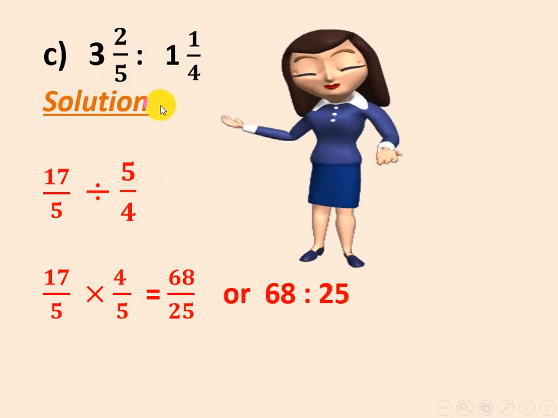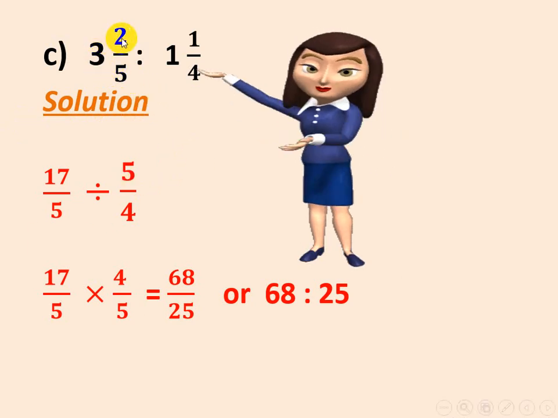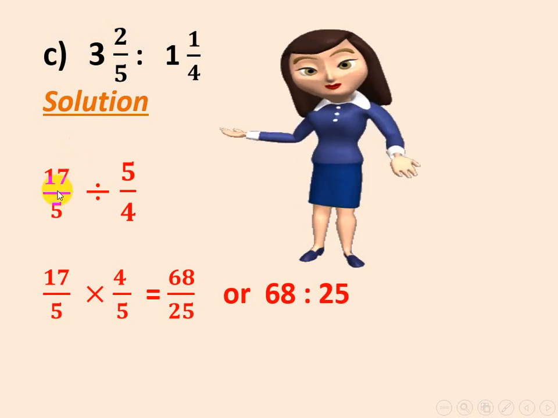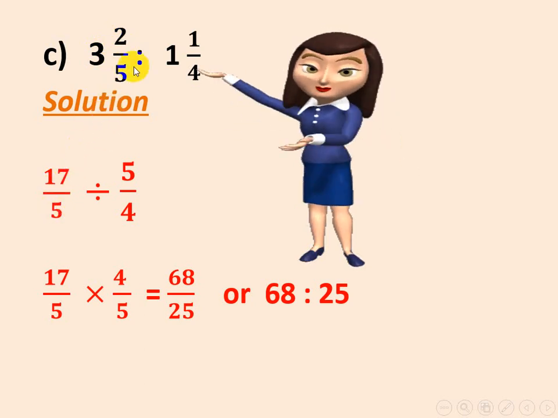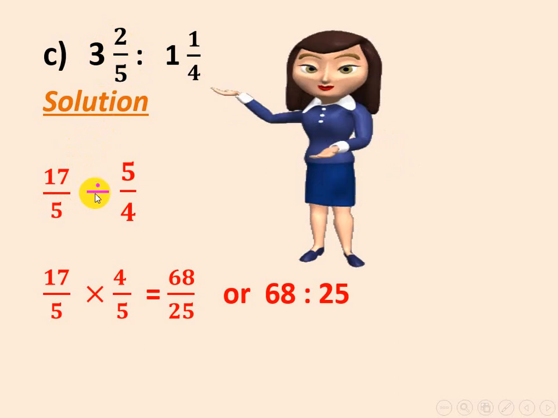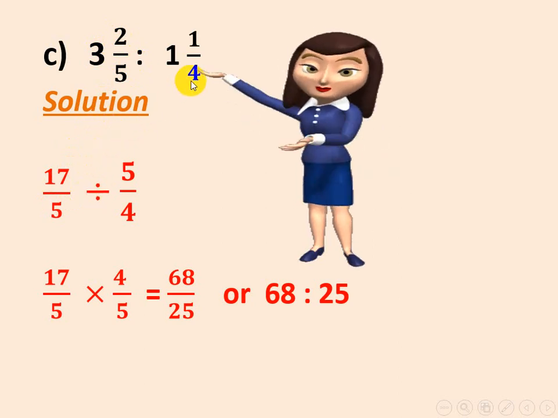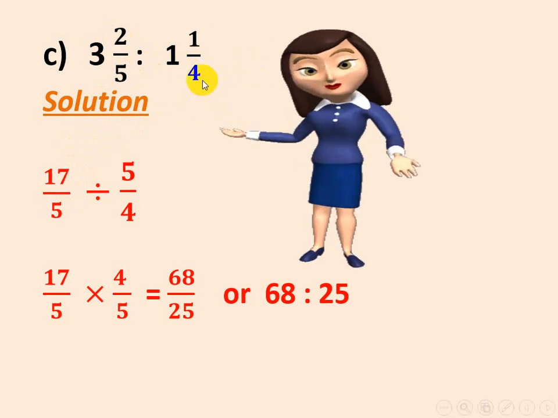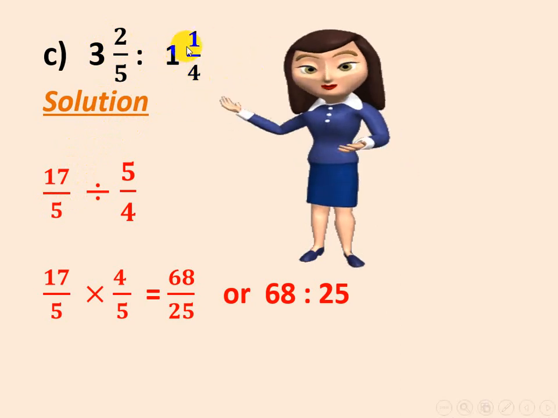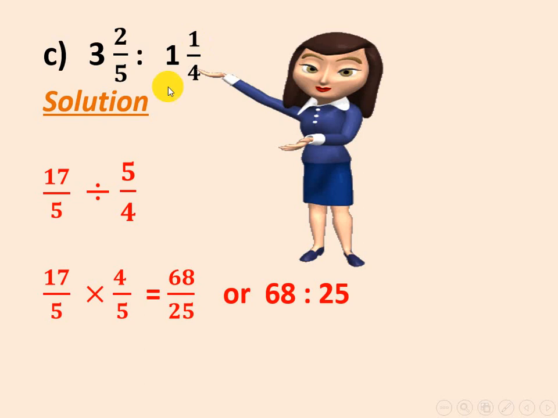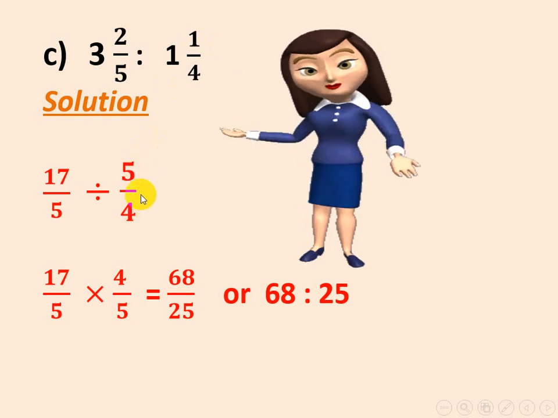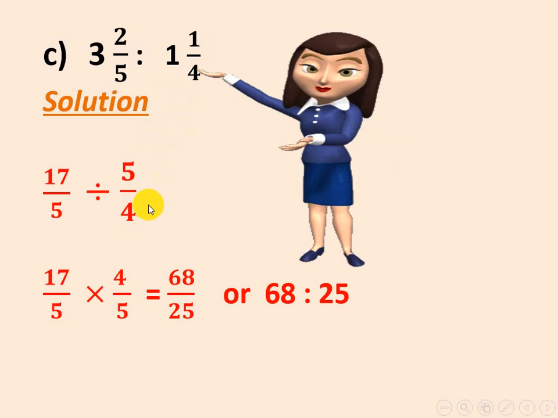5 times 3, 15. 15 plus 2 is 17. 17 over 5. To means divided. Yes, very good. 1 1/4, you will convert it into an improper fraction. 4 times 1 equals 4, plus 1 equals 5. So 1 1/4 equals 5 over 4. Very good.